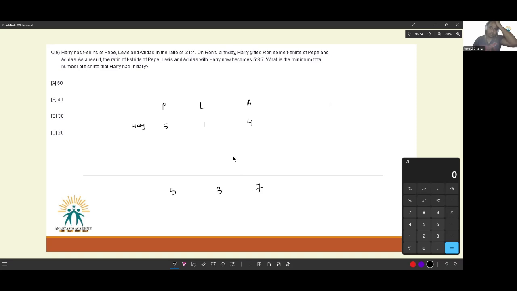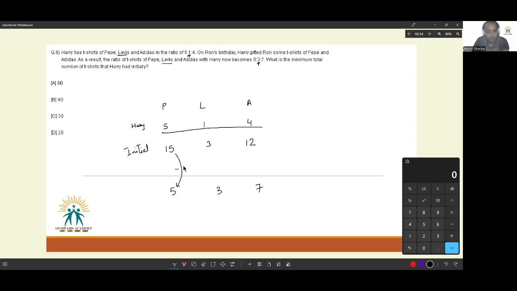Now see, in this storyline, what is important is Levi's. Nothing changed with Levi's. Previously, it was 1/10. Now it is 1/5. Or let's say the original number of t-shirts that you had for Pepe, Levi's, and Adidas, Levi's number even at that time was a multiple of 3. So in that case, let me make this a multiple of 3, and multiply every number by 3. This will become 15. This will become 12. This is the initial number.